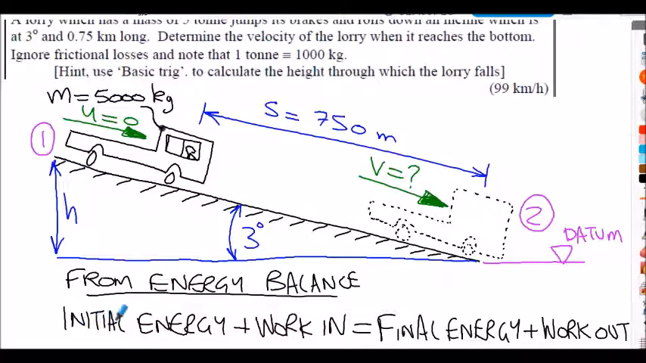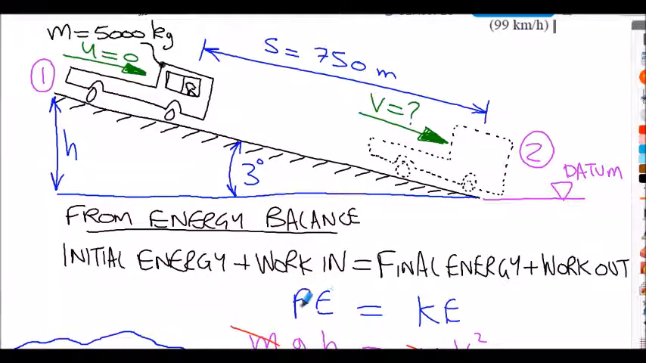On the left hand side of my energy balance equation, which relates to position 1 here, I've got my initial energy and any work into the system, is equal to, at position 2 here, my final energy and any work out of the system. So essentially this time on the left hand side, the only energy I have is potential energy. The fact that the vehicle here is this height h above my datum. Notice I've taken the datum at the bottom of the incline. I always encourage you to take the datum at the lowest point of the system you're considering. So in this case it's the bottom of the incline.